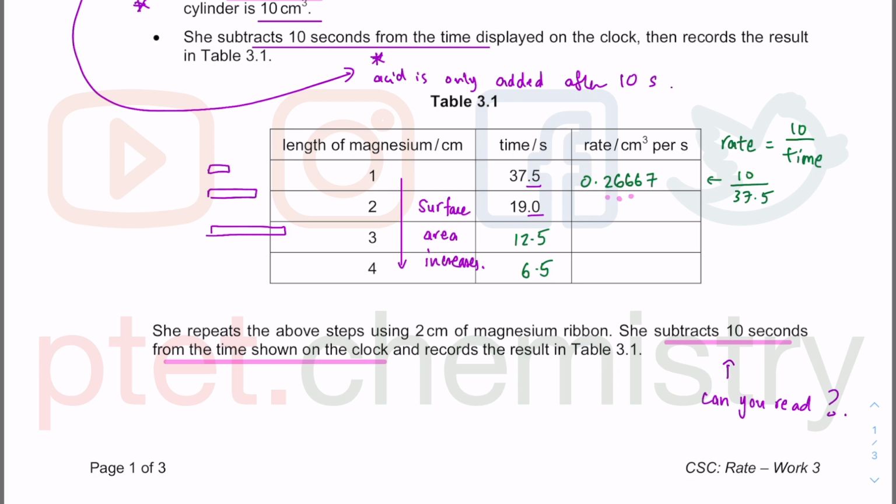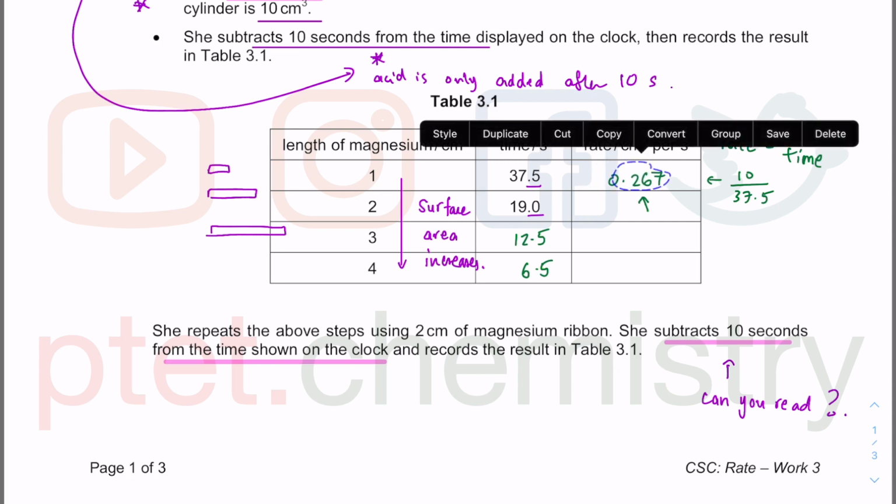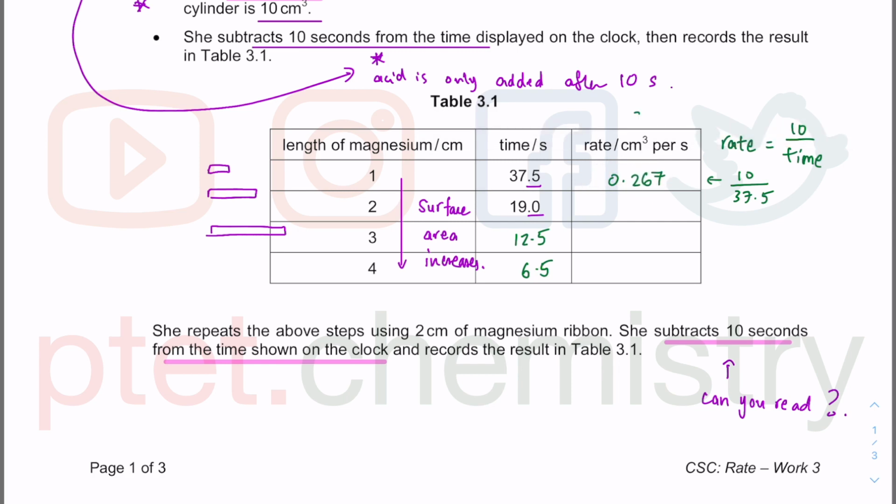I look at the next one. This is more than 5, greater than or equal to 5. Therefore, I add 1 to the previous one. So it becomes 0.267. So there are 3 significant figures. The rate to 3 significant figures there. Significant figures is primary school or lower secondary mathematics.